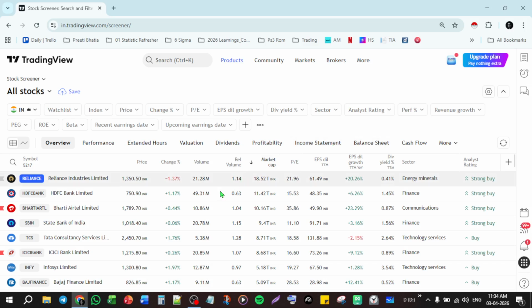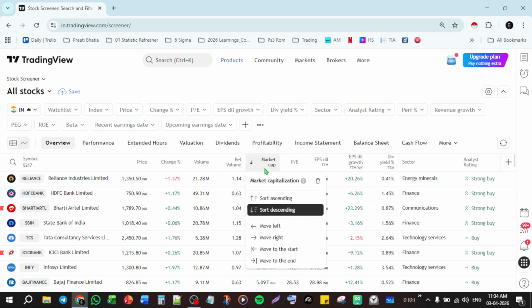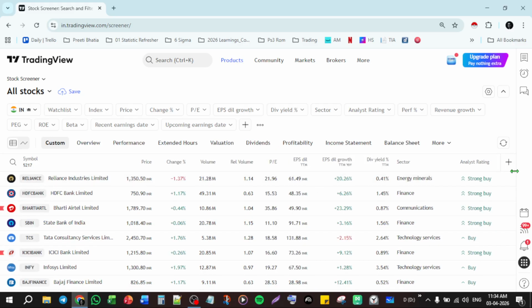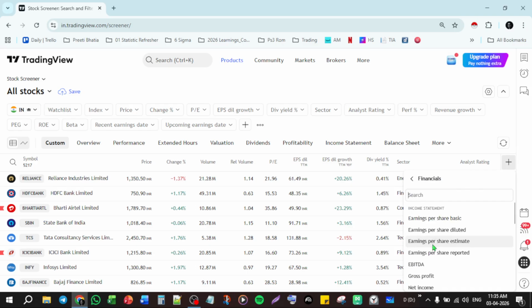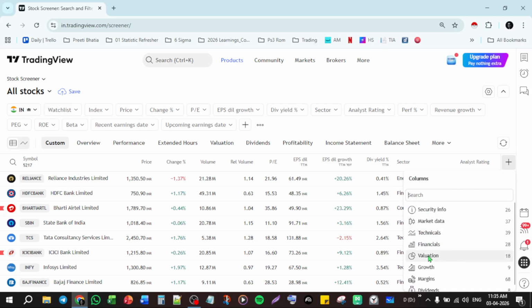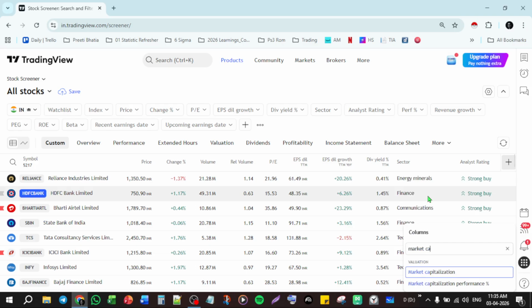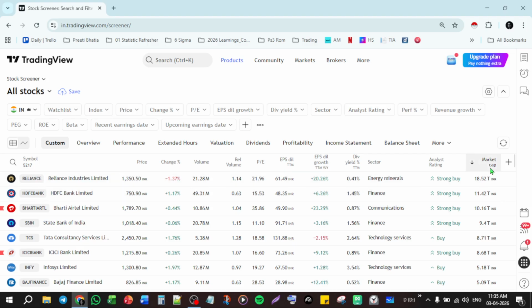What you can also do is, you see, I have market cap already over here. If you don't have this, let's say I remove this. You see this plus sign over here, right? So you click on this and go to financials, not financials, market data. You see the second one, market data. And it should give you market cap. It doesn't have. You can just type market. Yeah, here it is. See, I got it down, right? So click on this and market cap is coming.